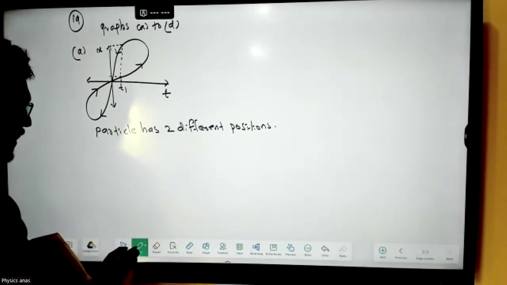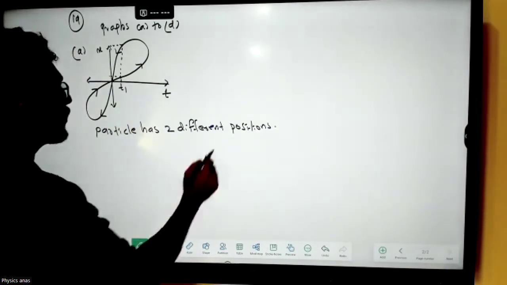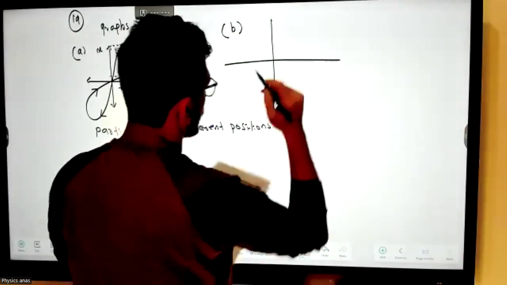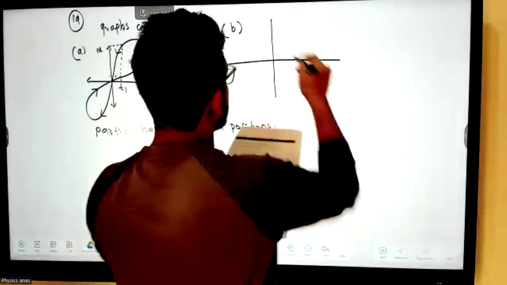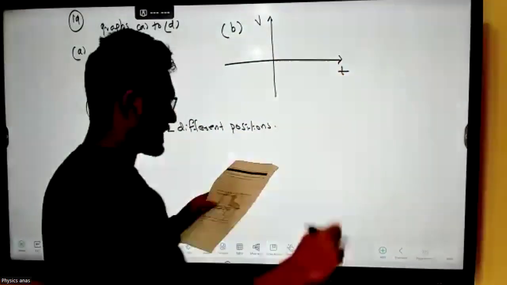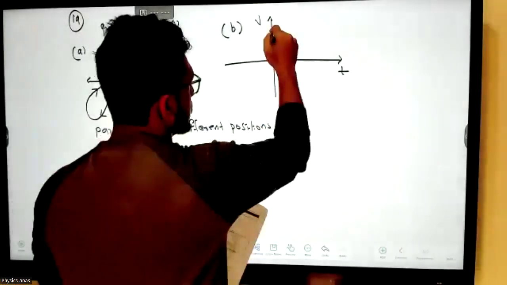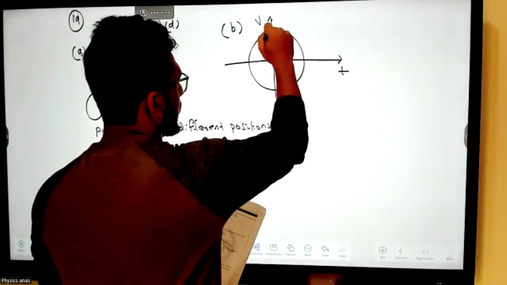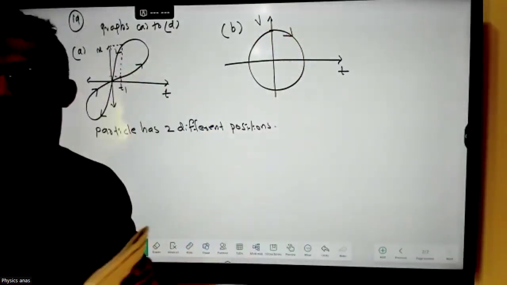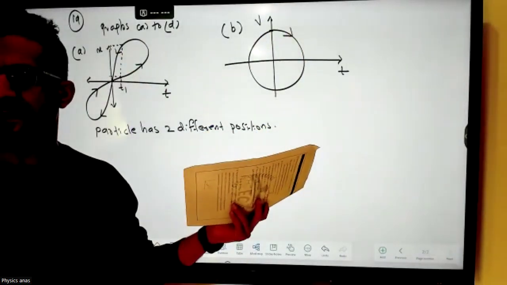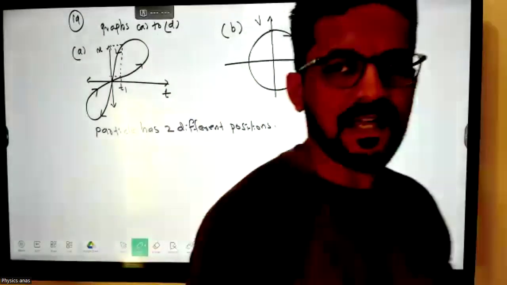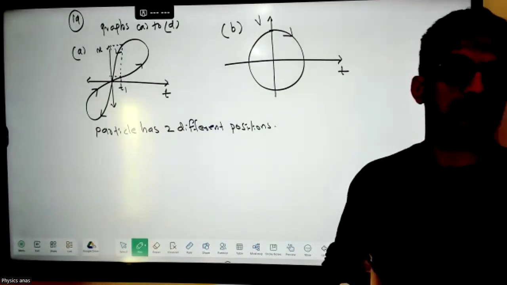Now look at the next one, the next graph. There is velocity on the y-axis and time on the x-axis, and the graph is like this. Is this graph representing one-dimensional motion? What is your answer? What is your opinion?